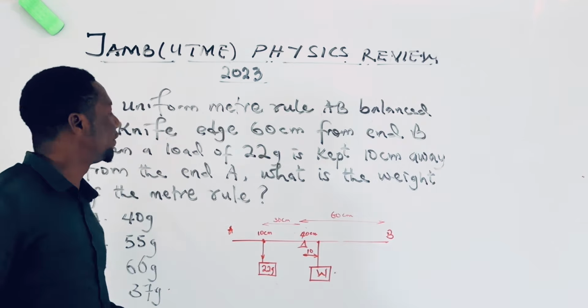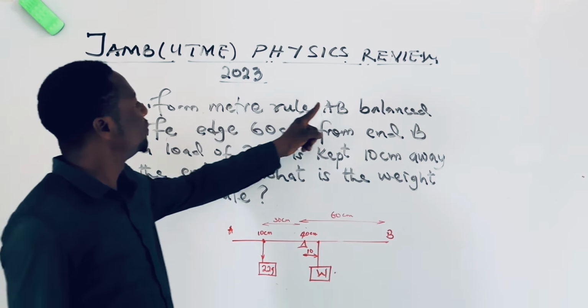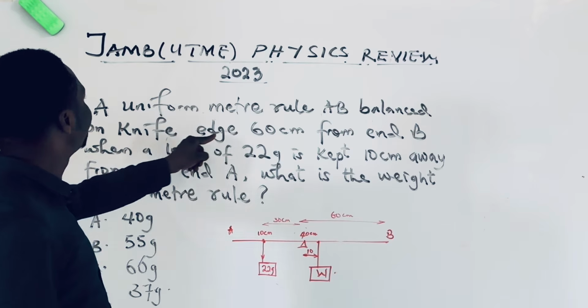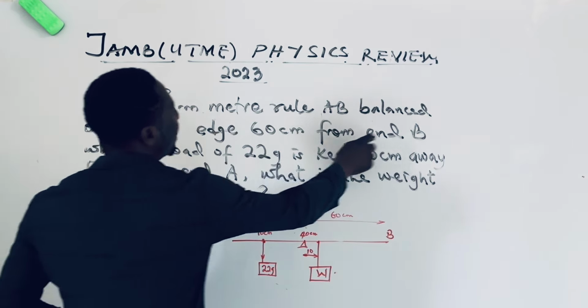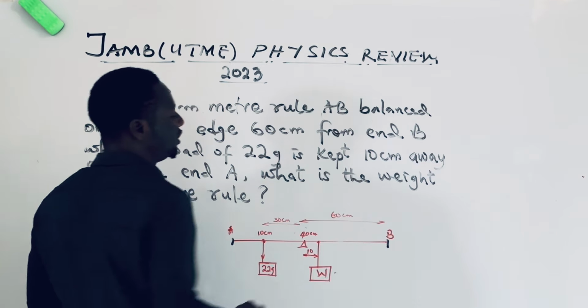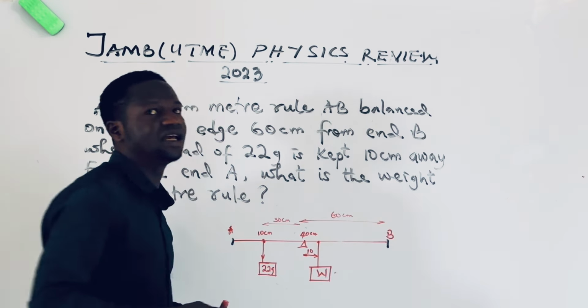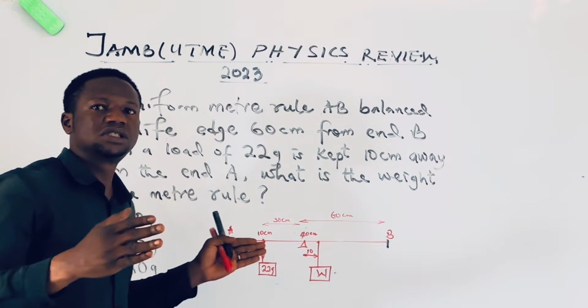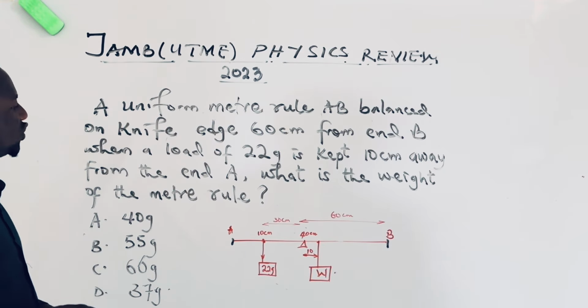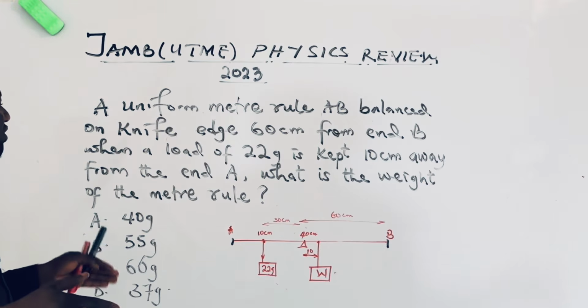In this question, a uniform meter rule AB is balanced on a knife edge 60 from end B. If we consider this as point A and this is point B, and this is a meter rule, when we say a meter rule, the total length should be 1 meter, and that is 100 centimeters.